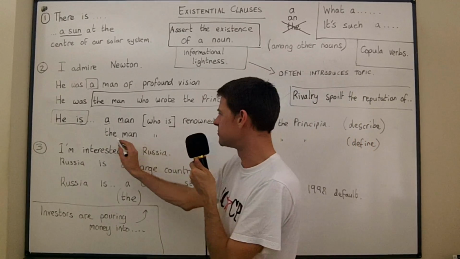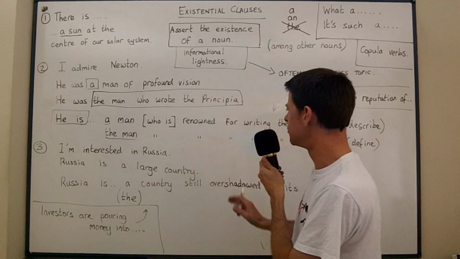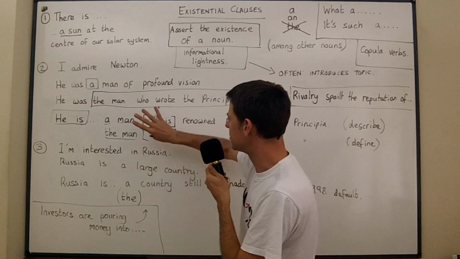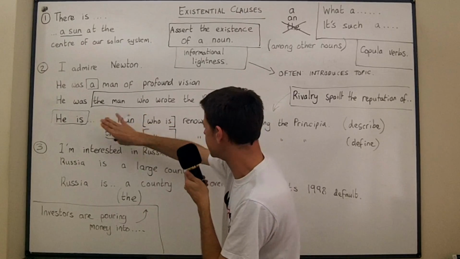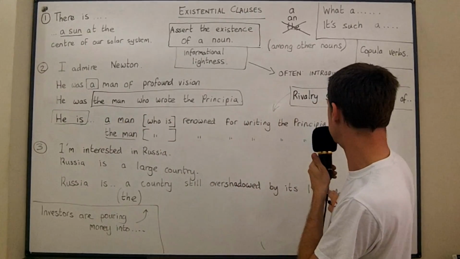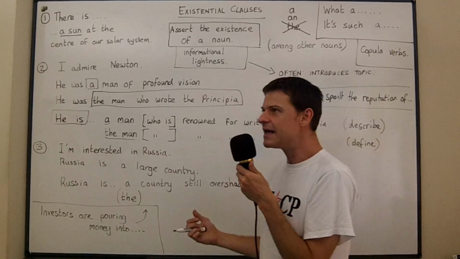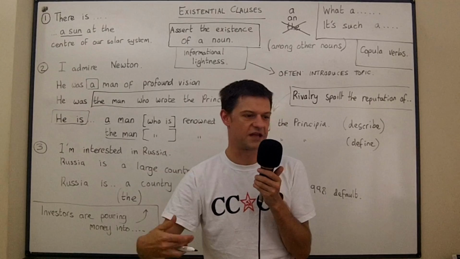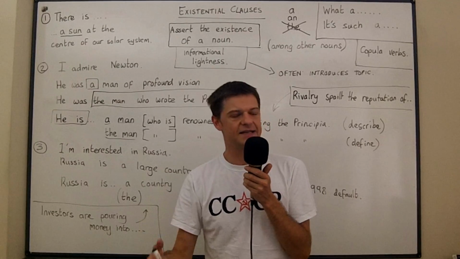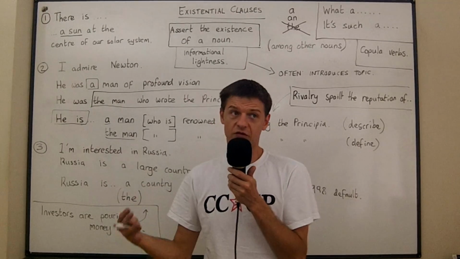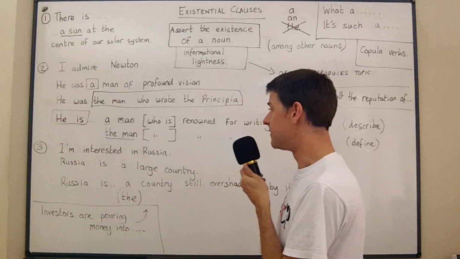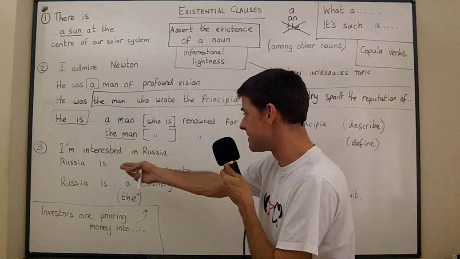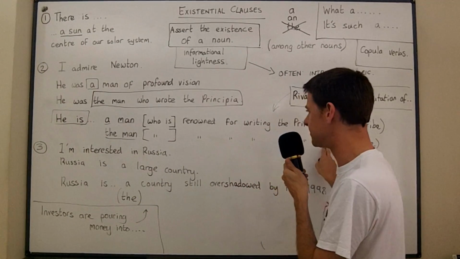Now, it is still possible to say he is the man who is renowned, and of course we don't need to say who is, because it could be a reduced relative clause and just: he is the man renowned for writing the Principia. Here I think a teacher would say this to his class if he was explaining to them and they didn't know who Newton was or what he had done. I think very often a teacher would explain, oh, who is Newton? He is the man who is renowned for writing the Principia.